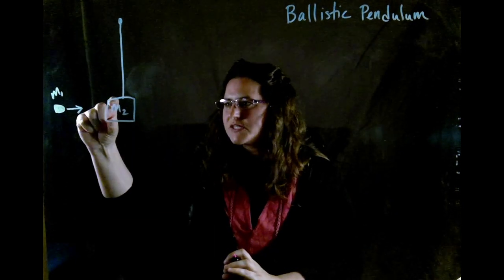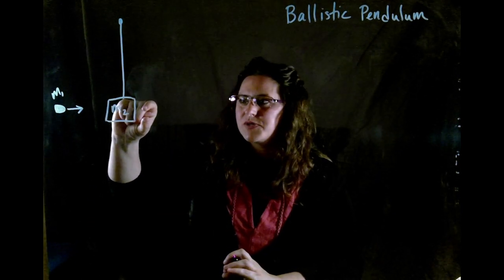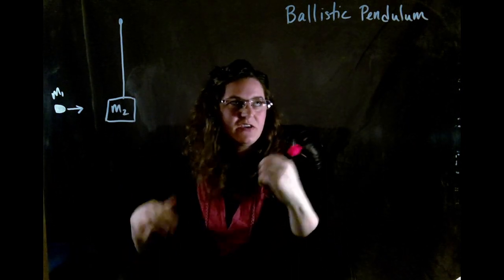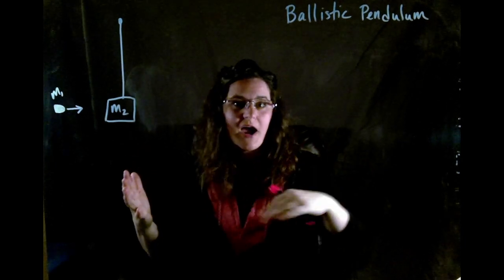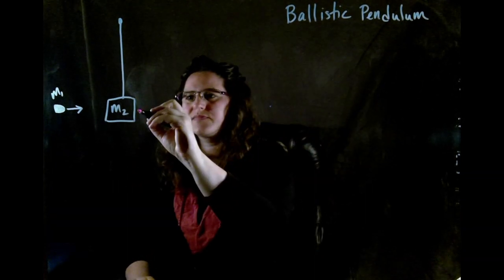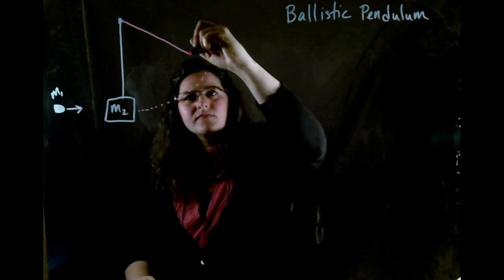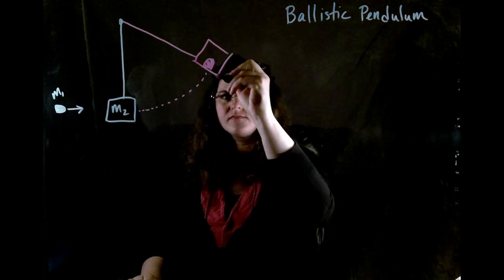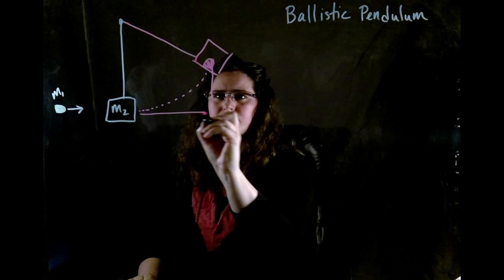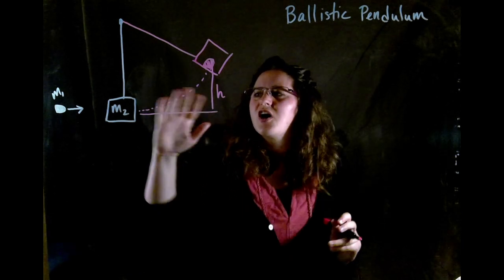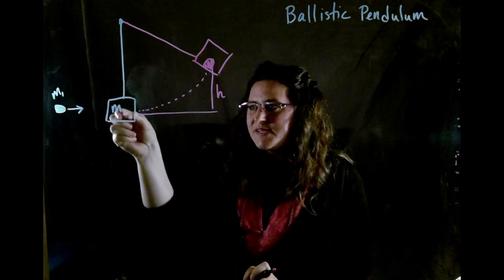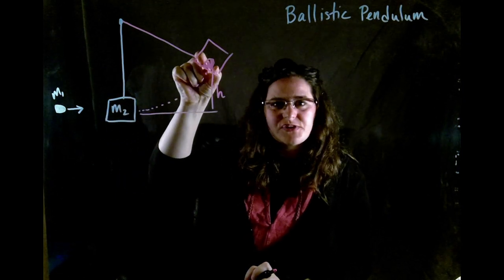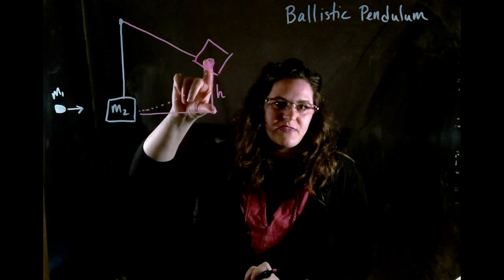All right, the bullet's going to go into the mass. The mass is going to swing sharply up this way. And the question in the ballistic pendulum is, how high does the mass go? You can see that once the mass embeds inside the pendulum, that pendulum is going to swing up to a certain height, and our job is to find this height.